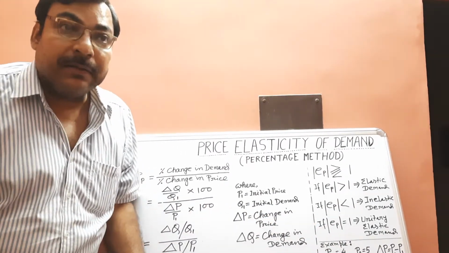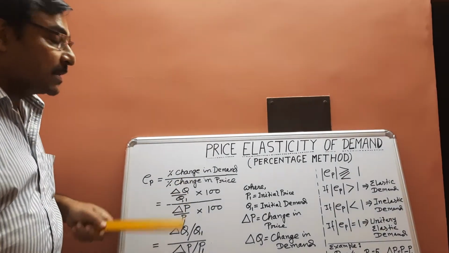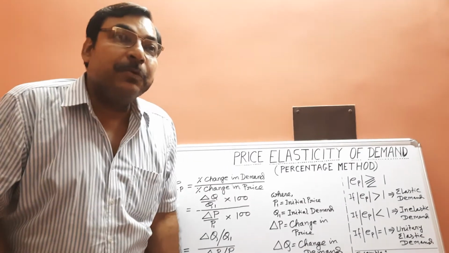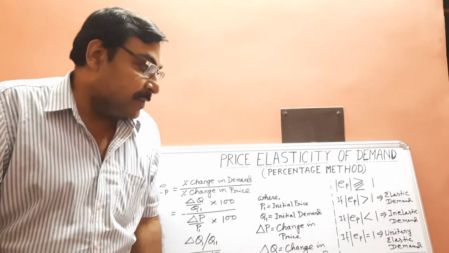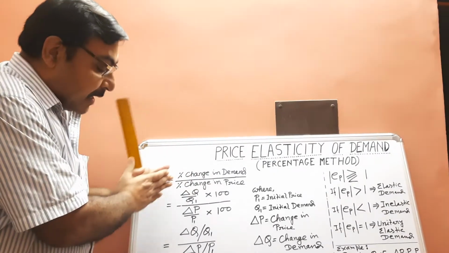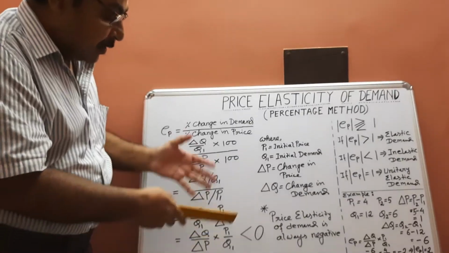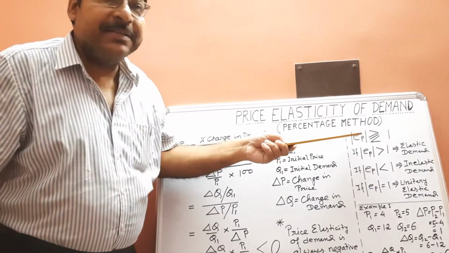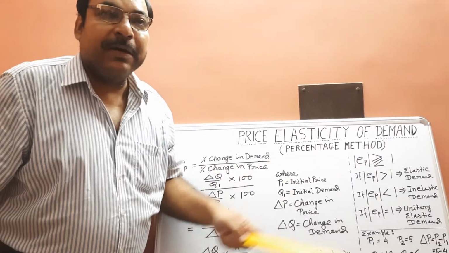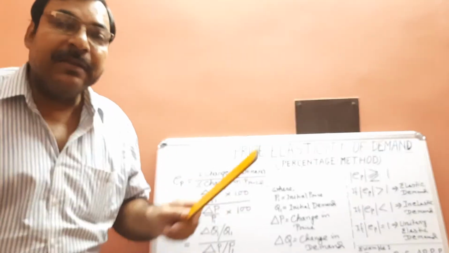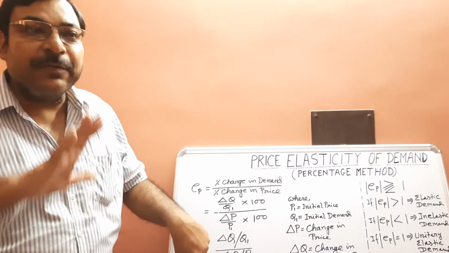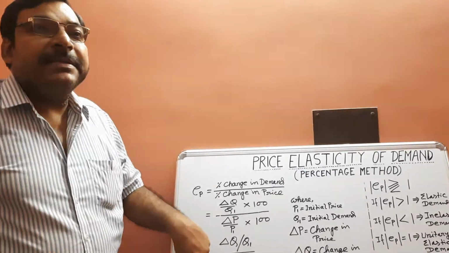Sometimes the answer may be 1. That means percentage change in demand is equal to percentage change in price. Then if the answer is 1, it is said to be unitary elastic demand. So in this way, this is our original formula, and we derive a new formula from here. It is always negative because of the inverse relationship. So we ignore the negative sign to give a statement about elasticity. If modulus EP is greater than 1, elastic demand. If less than 1, inelastic demand. If equal to 1, unitary elastic demand. In this way, we will give a statement about price elasticity of demand.